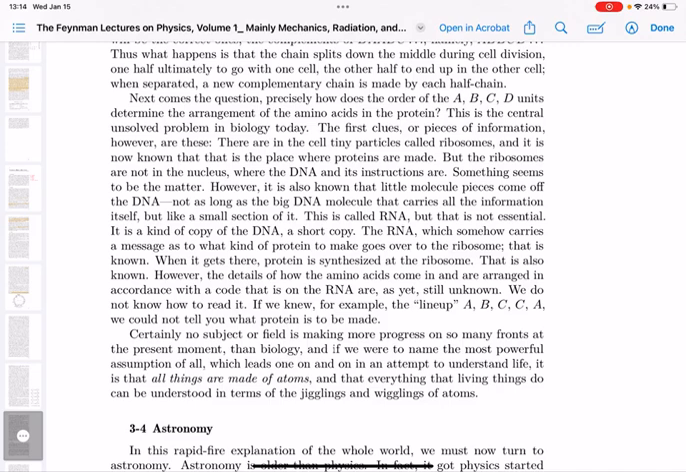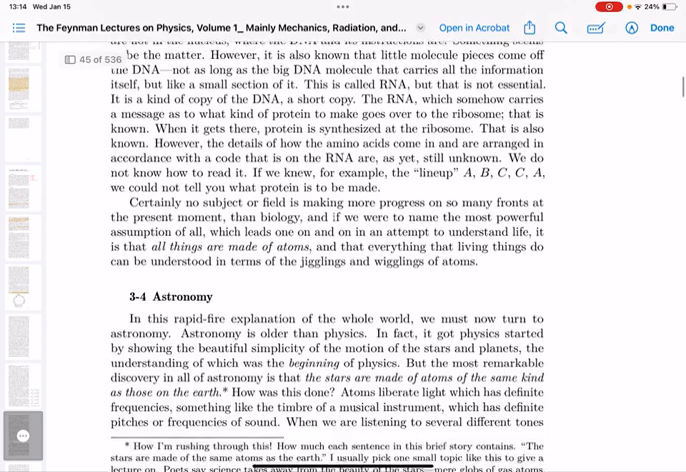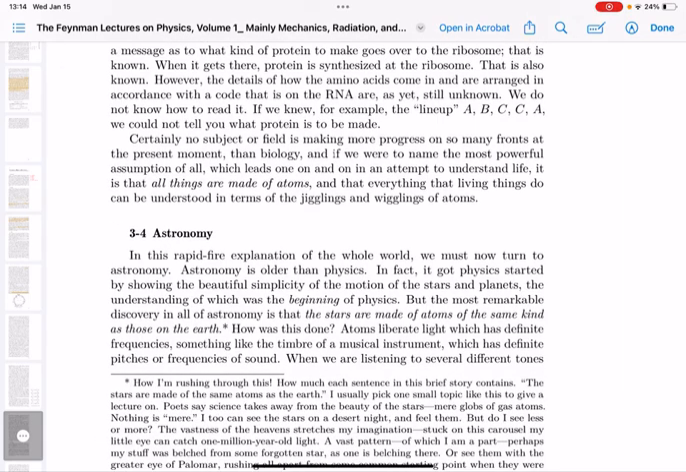If we knew, for example, the lineup A, B, C, C, A, we could not tell you what protein is to be made. Certainly no subject or field is making more progress on so many fronts at this present time than biology. And if we were to name the most powerful assumption of all, which leads one on and on in an attempt to understand life, it is that all things are made of atoms, and that everything that living things do can be understood in terms of the jigglings and wigglings of atoms.